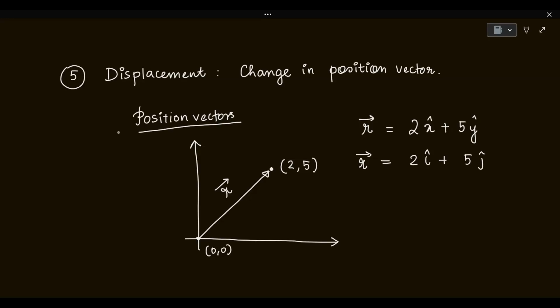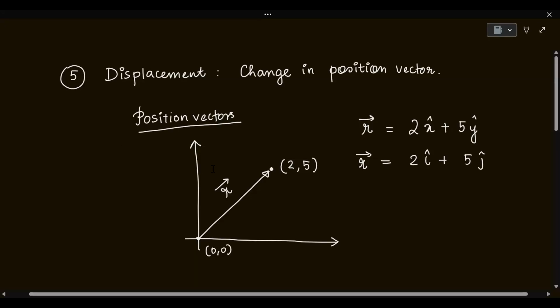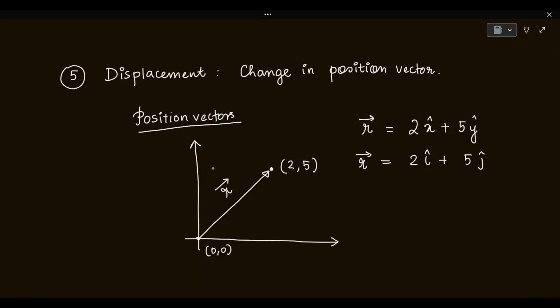This gives us again the location of a body, but in the vector format where you are associating not just numbers 2, 5. You're telling you have to travel 2 along x and 5 along y. So let's say this is the initial position. So I hope everybody understood position vector, right? It's a vector that represents the location of a body.